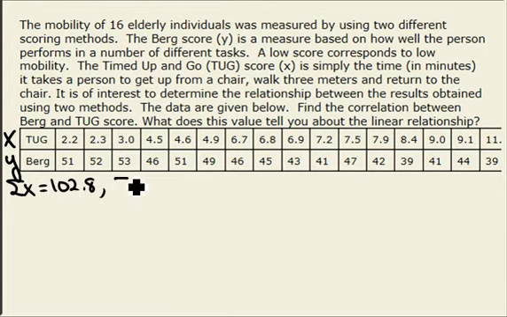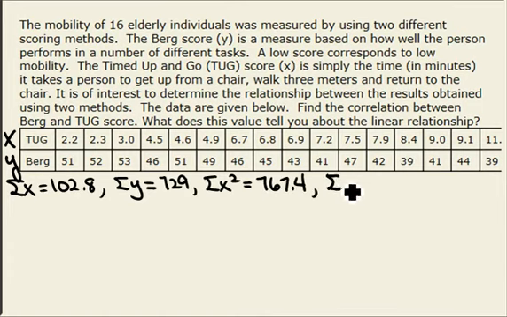We want to add up our y values, 51 plus 52 plus 53, and so on, and for the sum of the y's, you'll get 729. You want to square your data values and add them up. So if you do that for the x's, you'd take 2.2 squared plus 2.3 squared plus 3 squared and add those. What you'll get for the sum of the x's squared is 767.4.